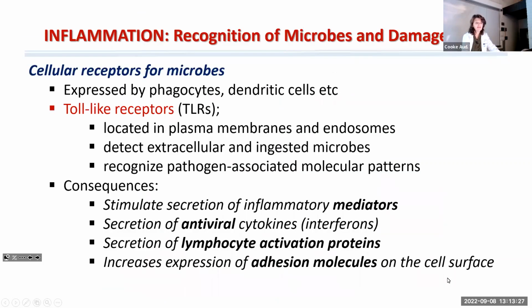Now, the first step in inflammation is the recognition of microbes and damaged cells. How are the microbes recognized? By cellular receptors. So there are cellular receptors for microbes expressed by many cells, most importantly by phagocytes and dendritic cells. The most important class of these cellular receptors are the so-called Toll-like receptors, TLRs, named by the founding member Toll, which is a gene discovered in Drosophila. These receptors are located in the plasma membrane, but also in the endosomes. They will detect extracellular and ingested microbes, and they also recognize pathogen-associated molecular patterns.